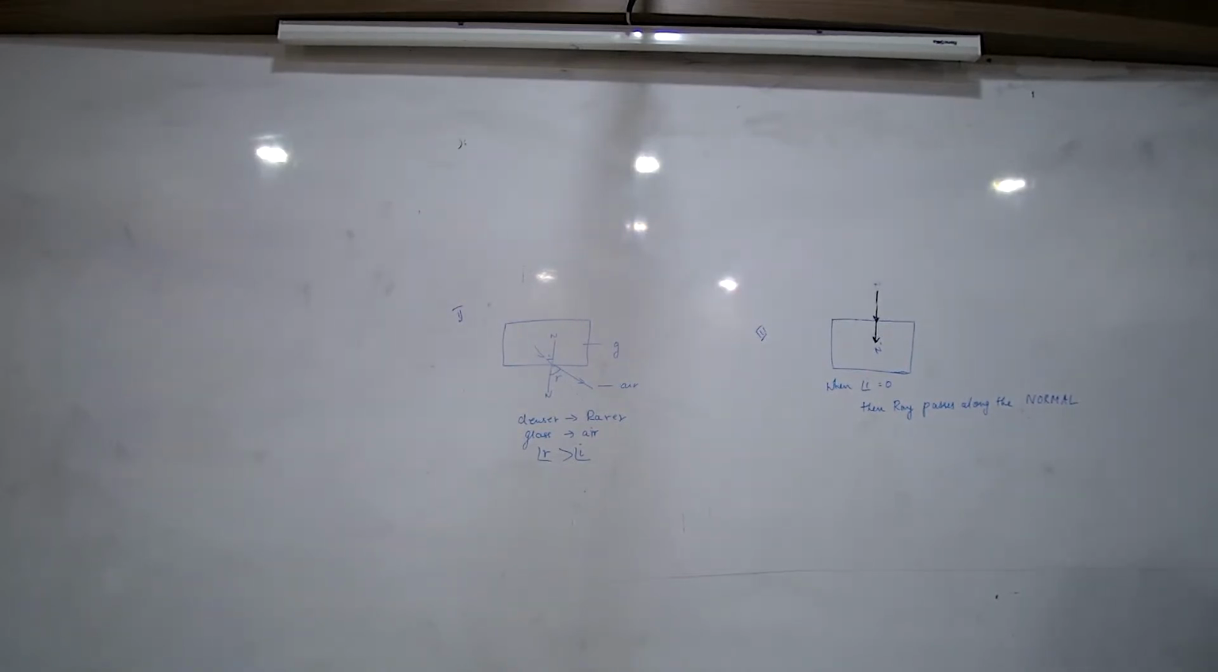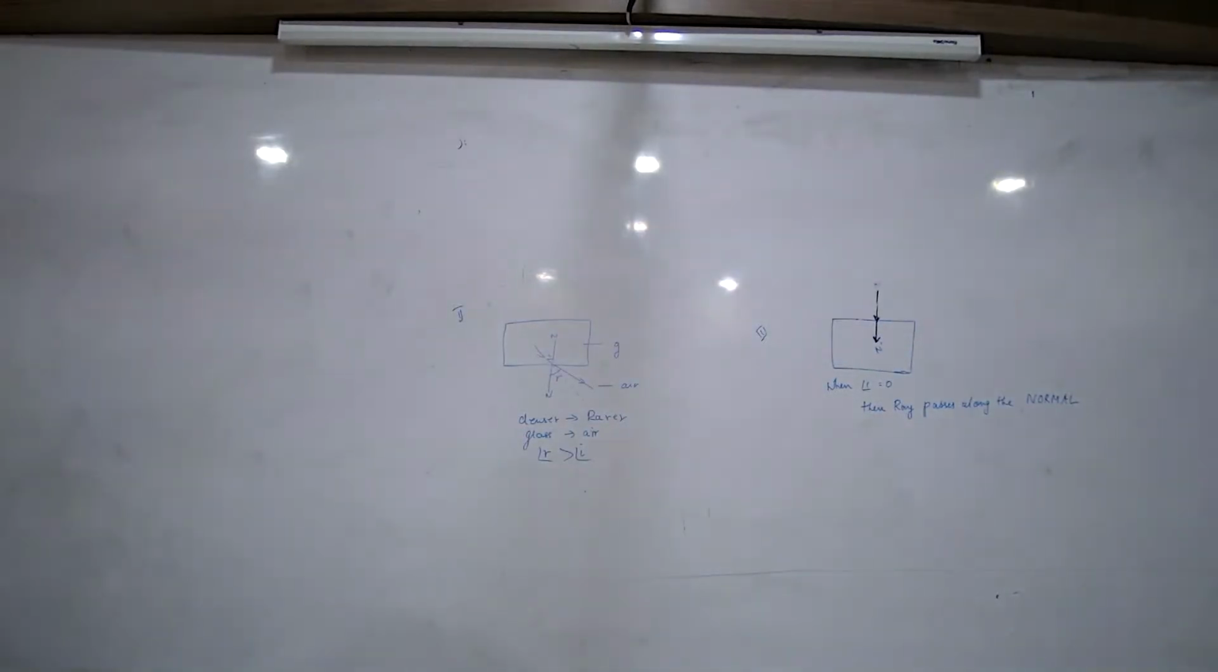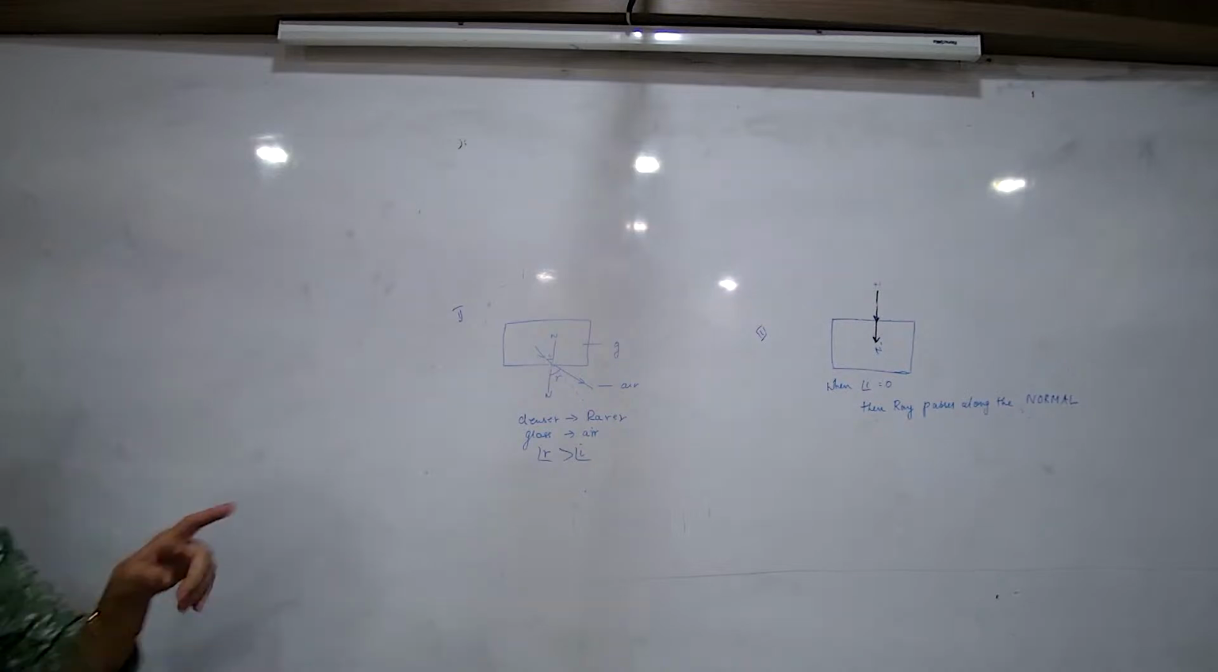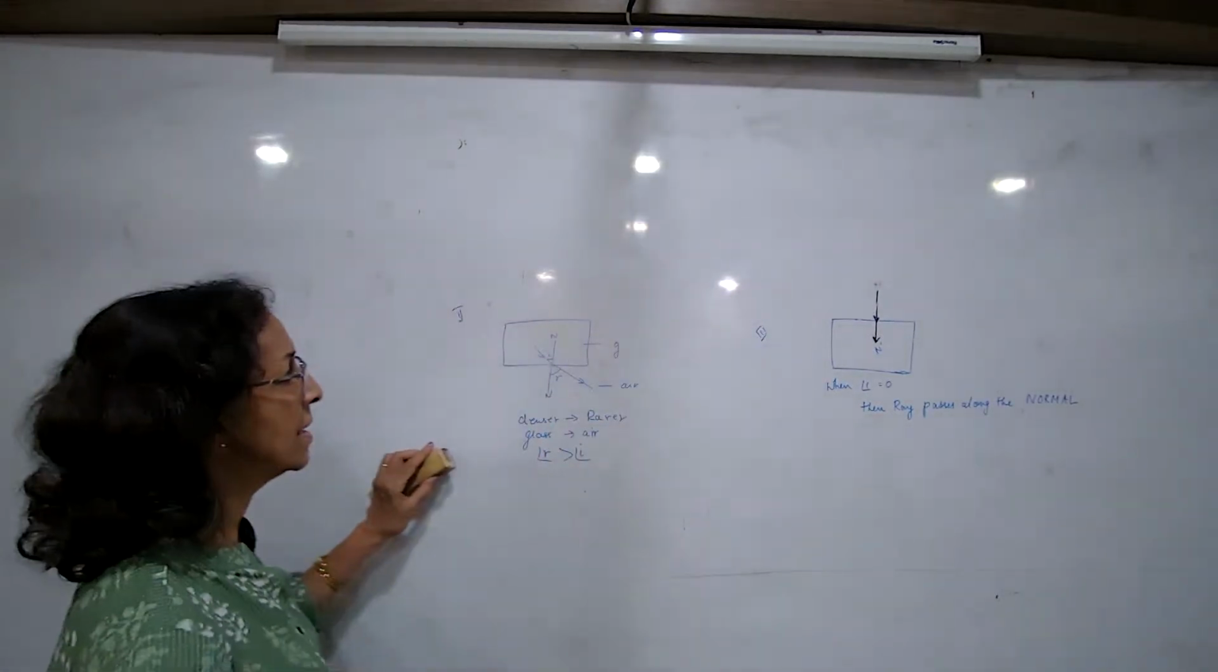Finish? Got it? Okay. Now, since we have understood the three rules, it becomes very easy for us to see the next thing, which is refraction through a glass slab.